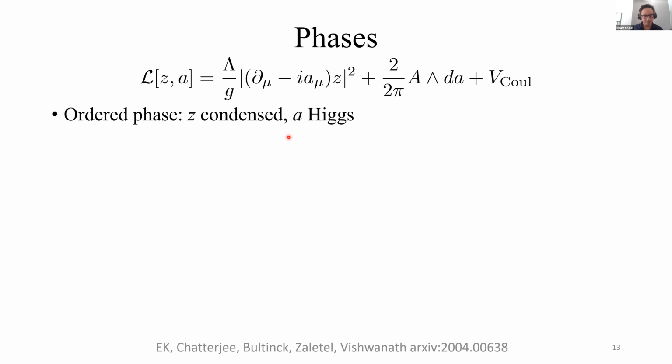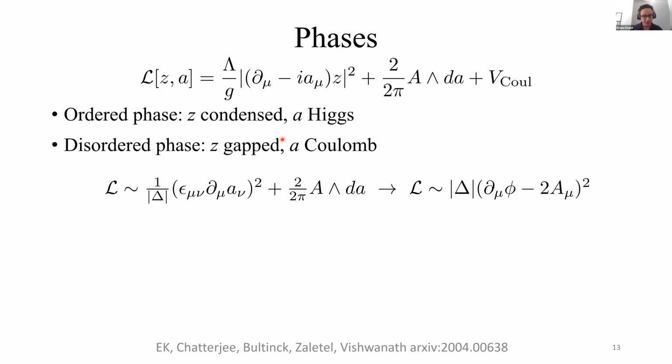However, a more interesting thing that we can access using this theory is a disordered phase. If we take the expectation value of Z to be 0, so Z is gapped, we'll find that A will be in the Coulomb phase. And we can actually integrate A out to get a dual theory of a boson that is coupled to the background electromagnetic field with charge 2. So this is essentially a theory that describes the superconductor.